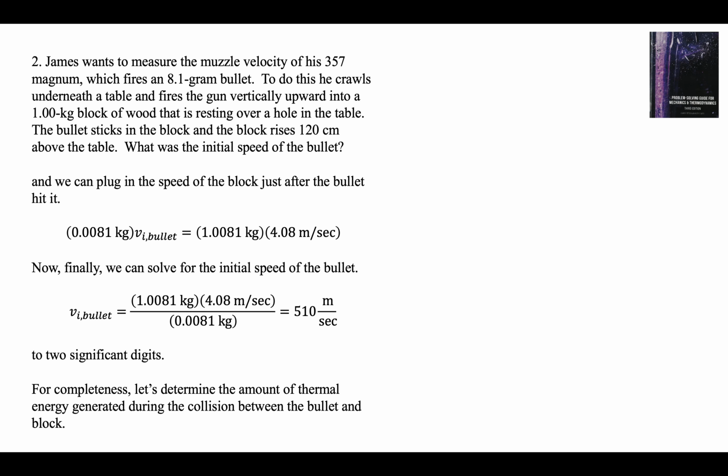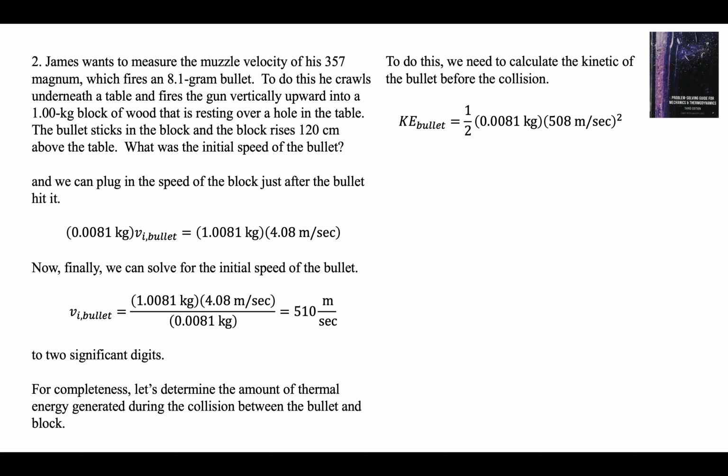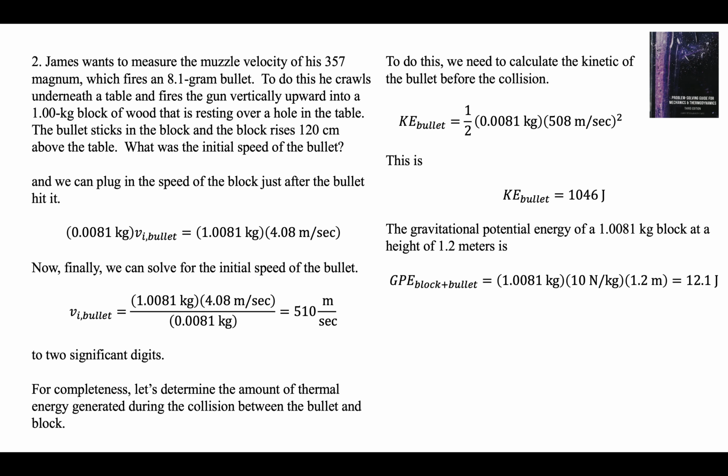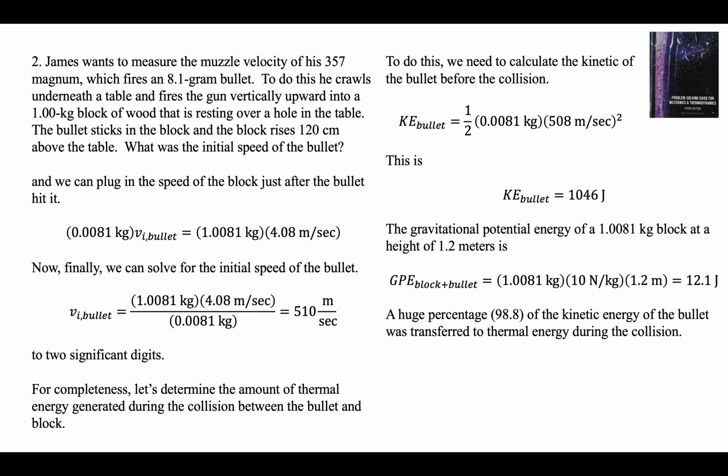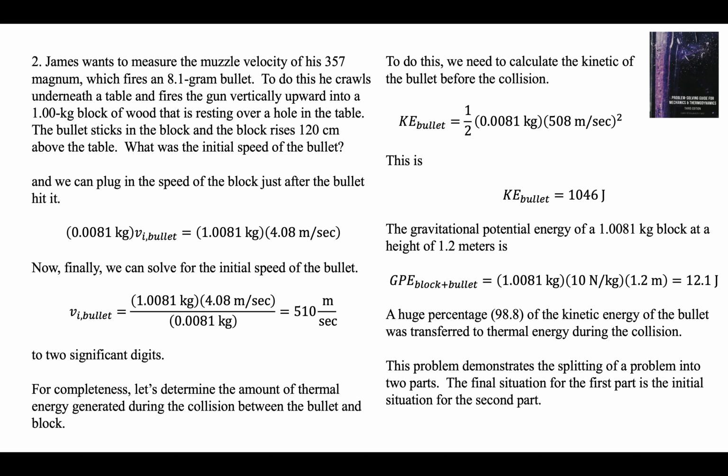So let's determine the amount of thermal energy lost, just for completeness. We already have the answer to the problem. So let's calculate the kinetic energy of the bullet. It's got a small mass, but it's moving really fast, and we're squaring that. This is about 1050 joules. Afterwards, we got about 12 joules. So we went from 1050 to 12, 98.8% of the kinetic energy was transferred to thermal energy during the collision. So this problem demonstrates how to split the problem into two parts. The final situation for the first part is the initial situation for the second part.